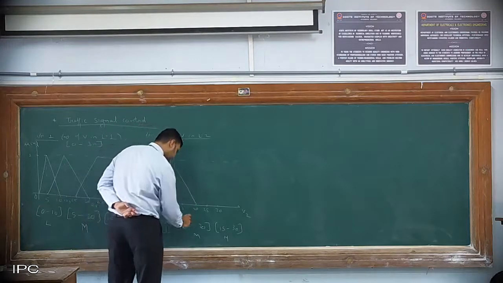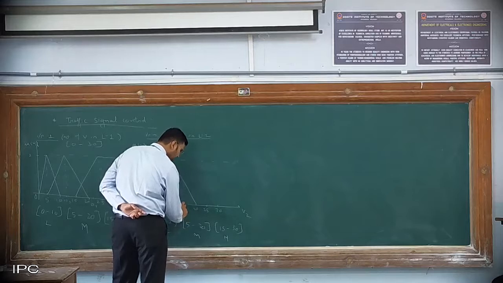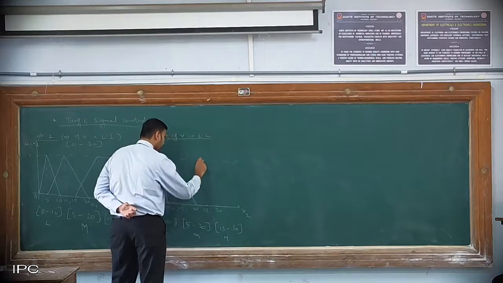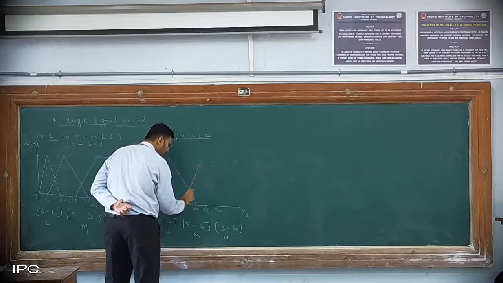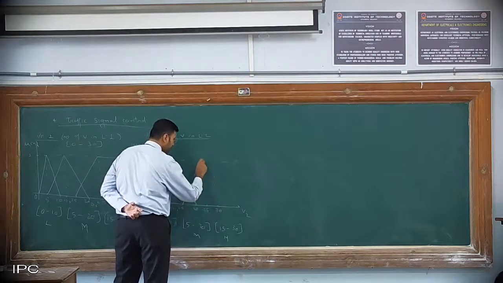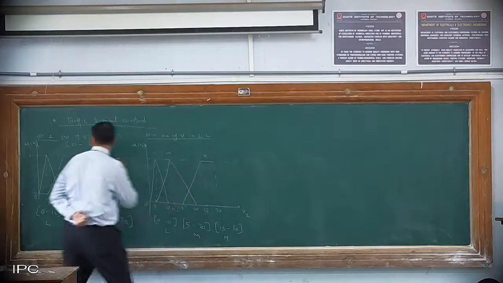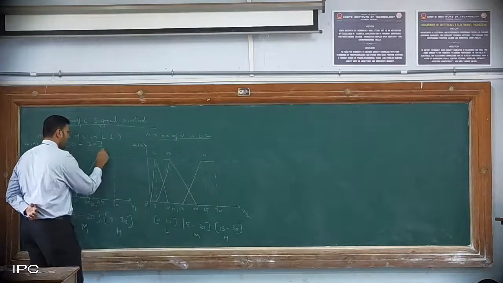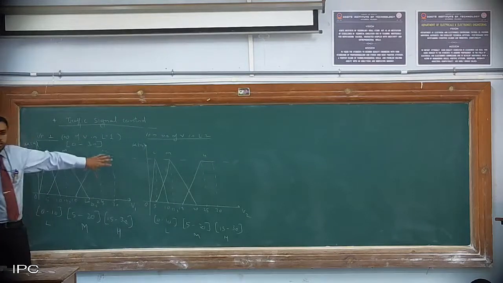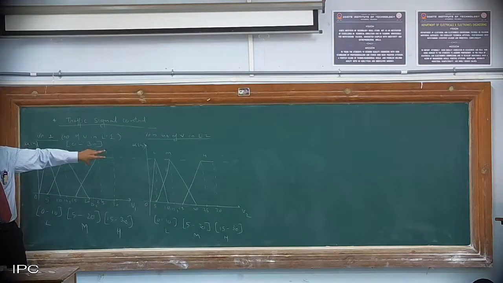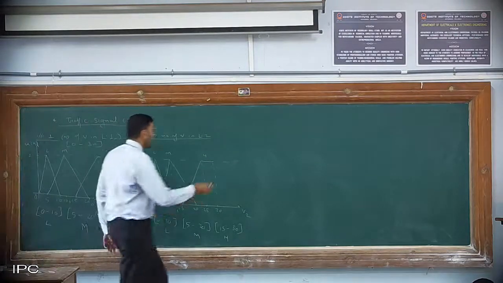And then from 15 to 25, this is low, medium, high. This is low, medium, high. So is it clear, everybody? These two things? Fine. And then the third one, output.